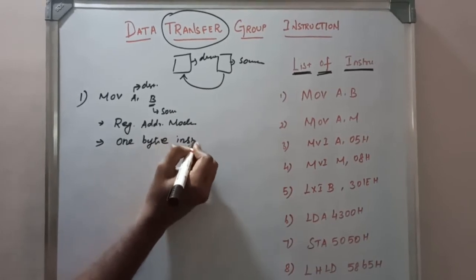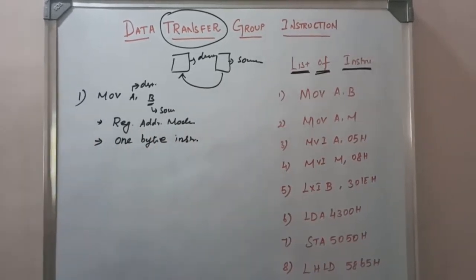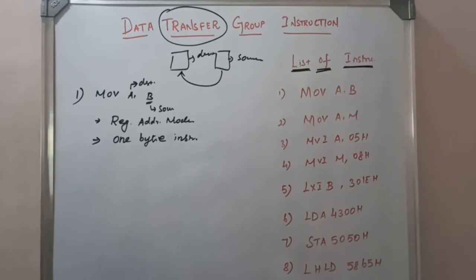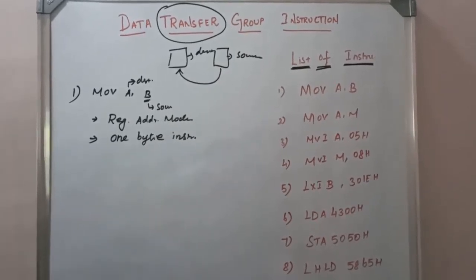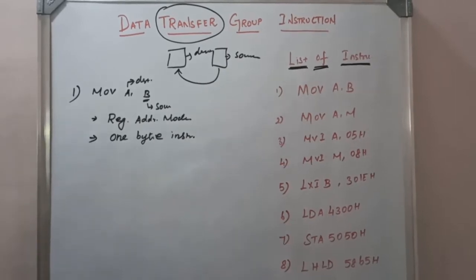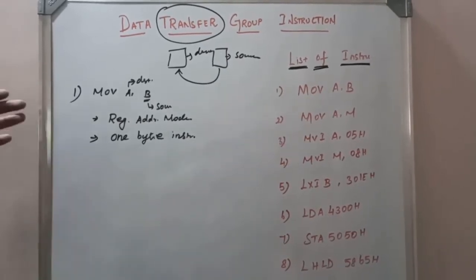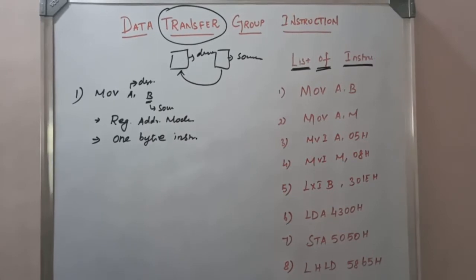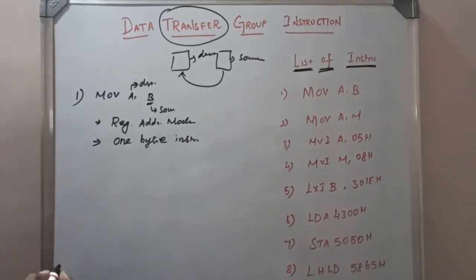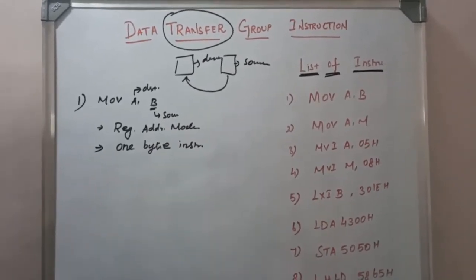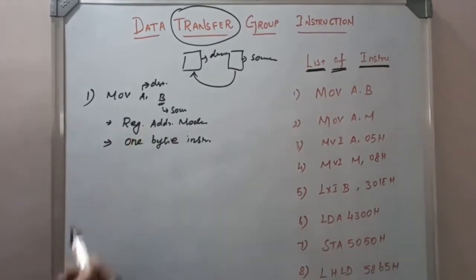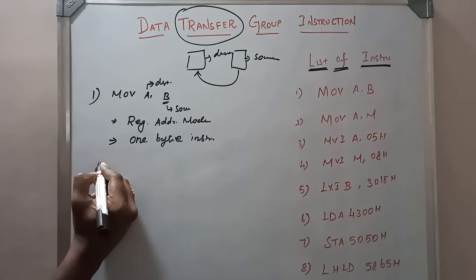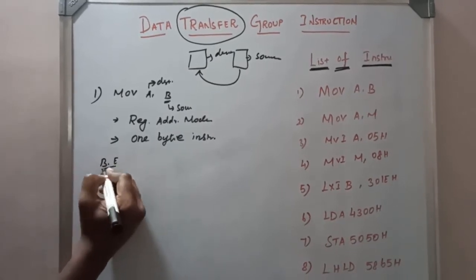The byte of instruction is mainly used to draw the timing diagram. While you draw the timing diagram, you need to know the byte of instruction, whether 1 byte, 2 byte or 3 byte. So for each and every instruction you can write the type of addressing mode and also the type of byte of instruction. Now we discuss the function of MOV A, B, just transferring the content from B register to A register.